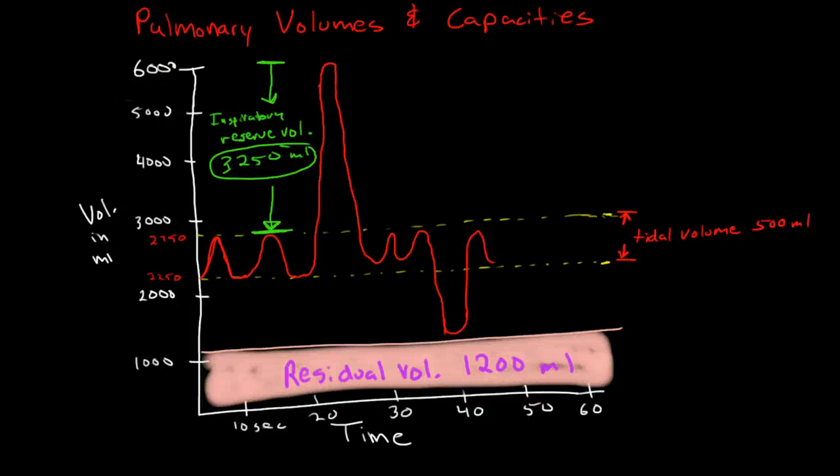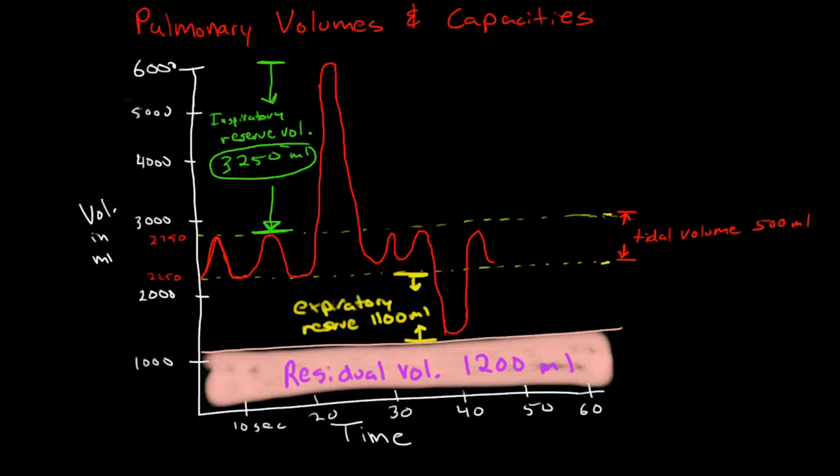This, between a normal tidal expiration and a maximal expiration down to the residual volume, is called the expiratory reserve volume. And this expiratory reserve volume is usually around 1000 or 1100 mLs.